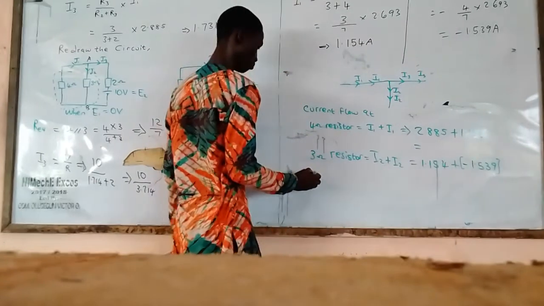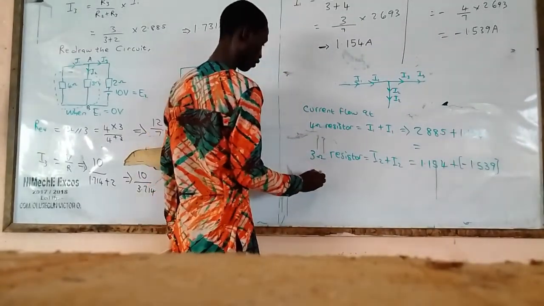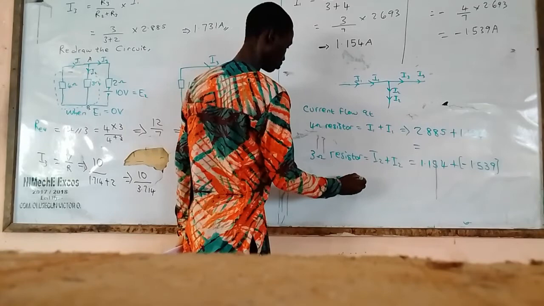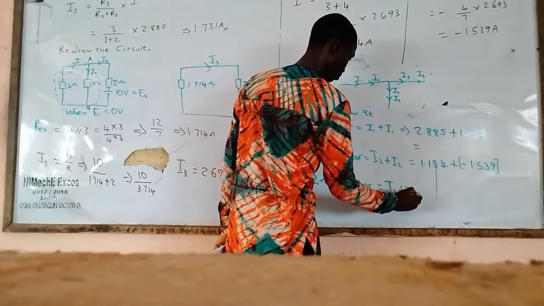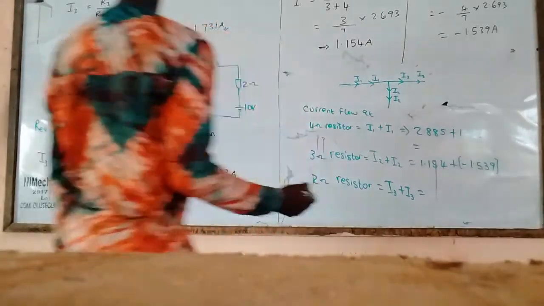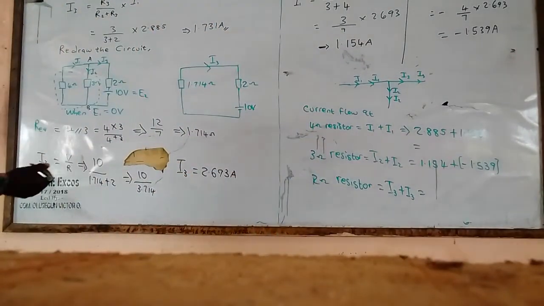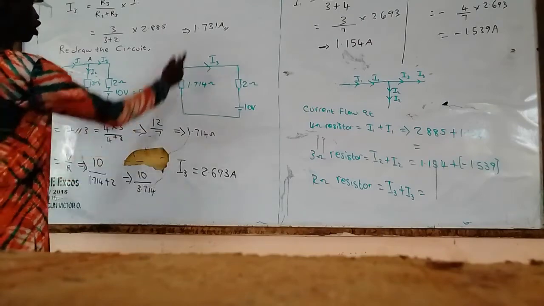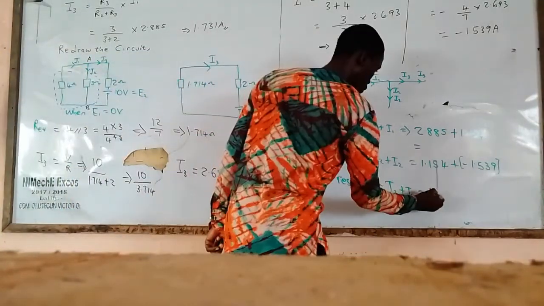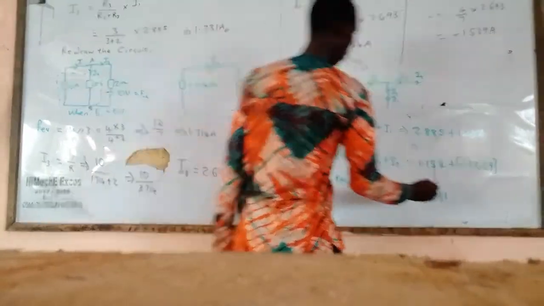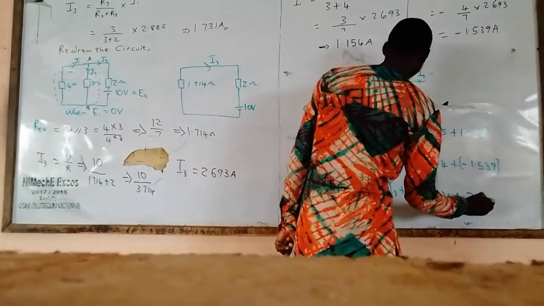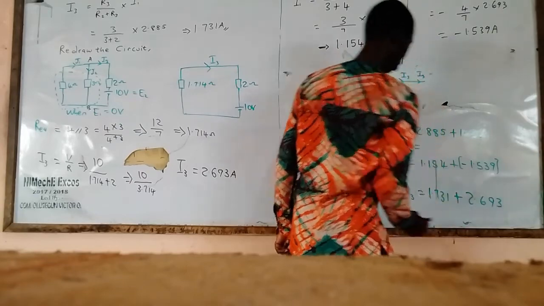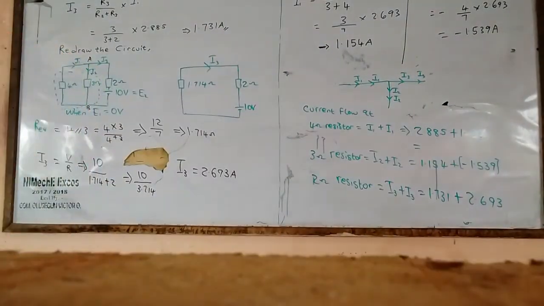And for the last one, the 2 ohm resistor, the current that flows here is I3 plus I3. The first one we solved to be 1.731, and the second one gave us 2.692. Now we can add them together and see what our final answer should look like.